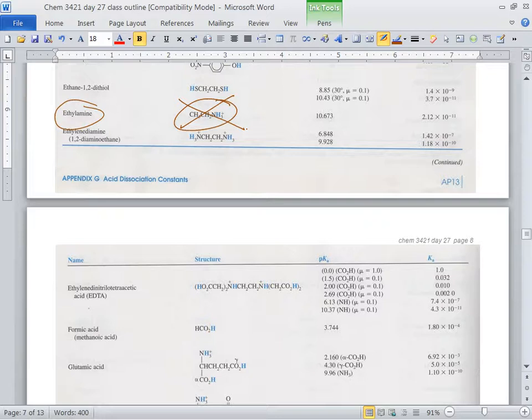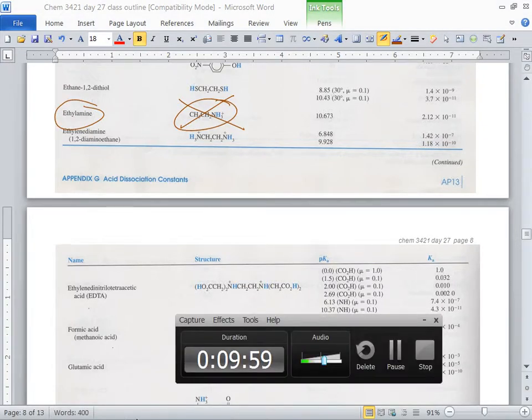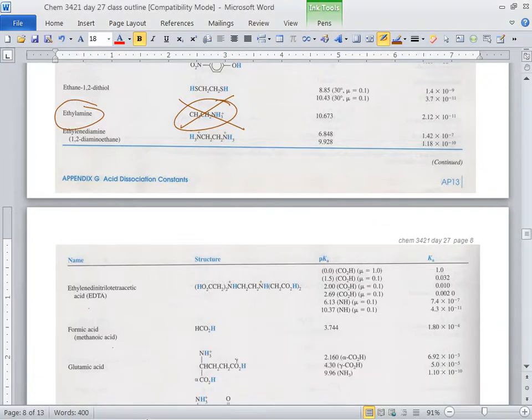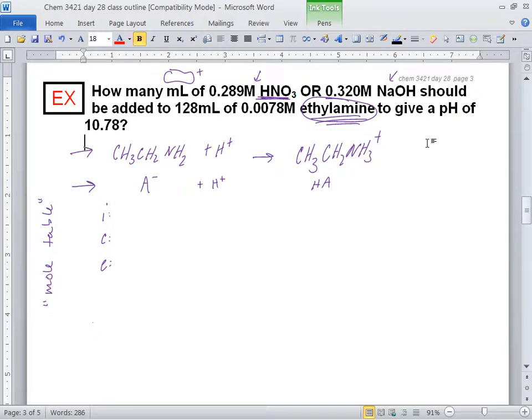I was going to ask about the formula you had, like H plus, A minus, whatever, plus H goes to HA. How come you didn't write it backwards? How come I didn't write the Ka reaction? Day 28. Okay, so you're asking why I didn't write the Ka reaction, or the Kb reaction, right?